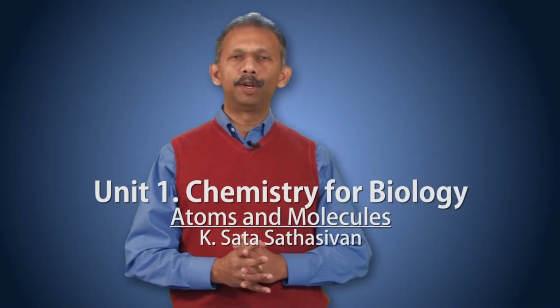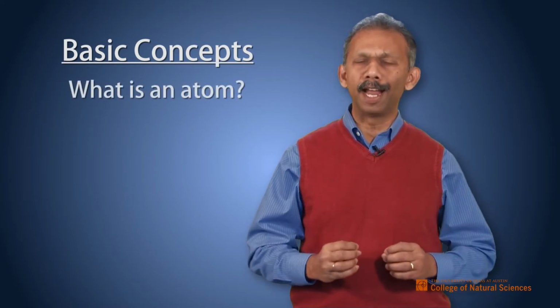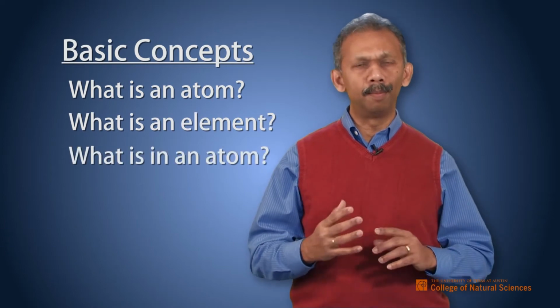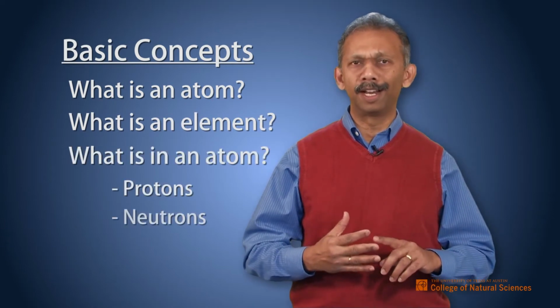Hello, this chapter is about the basic chemistry for biology. So in this chapter, you want to understand the basic concepts of chemistry in the first part of the chapter, about what is an atom or element, and then the different particles inside the atom, mainly protons, neutrons, and electrons.